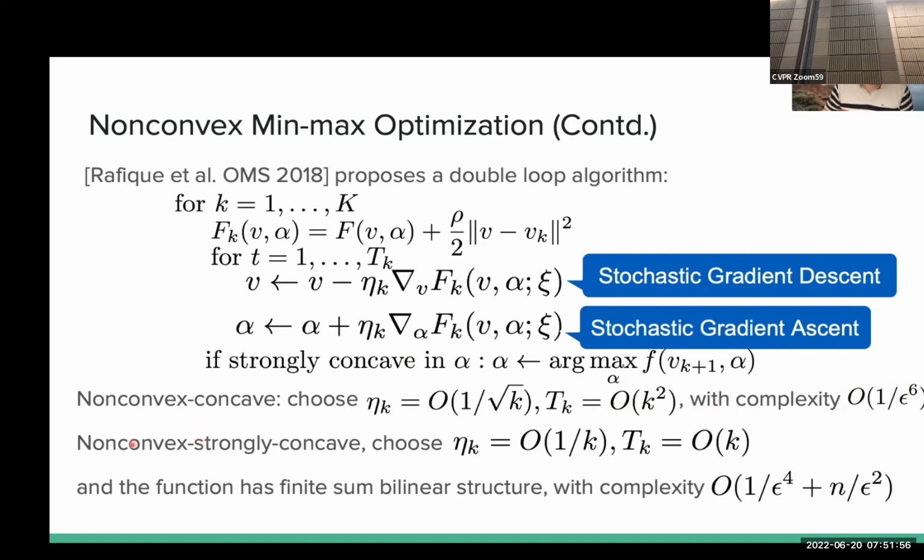And then further, if the function has good properties, like being strongly concave, then if we choose eta_k to be 1 over k and t_k to be k, which means that we have a more aggressive step size here, and if the function has a finite sum bilinear structure, this assumption is to make sure that this argmax part can be solved efficiently. Okay. And then their algorithm has a complexity of order 1 over epsilon^4 plus n over epsilon^2. Here, n is the number of summands. Usually in machine learning, we have a finite sum problem, so n is the number of samples. So they have the additional complexity n over epsilon^2 here. This is the first non-convex minimax optimization algorithm, a double loop algorithm.